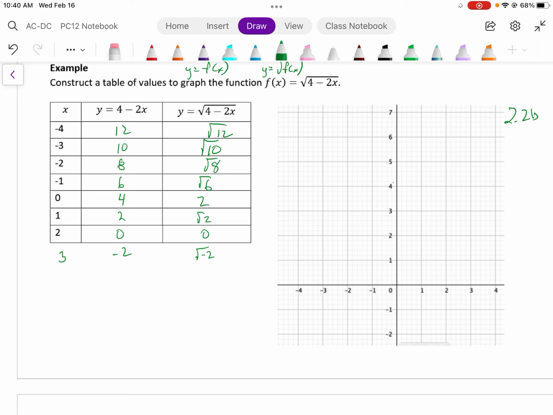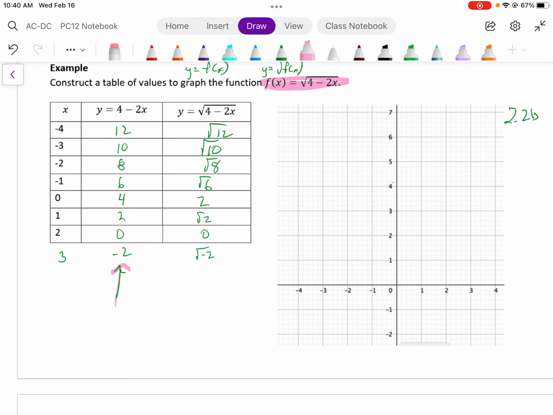So in this example, I would like you to press pause and simply calculate the y values in the function y is equal to 4 minus 2x. Now I'm going to construct the table of values to graph f of x is equal to the square root of 4 minus 2x. The first thing I need to do is calculate the y values of 4 minus 2x. And there they are. Then I'm going to take the square roots of them.